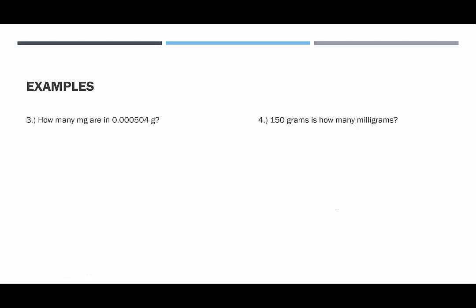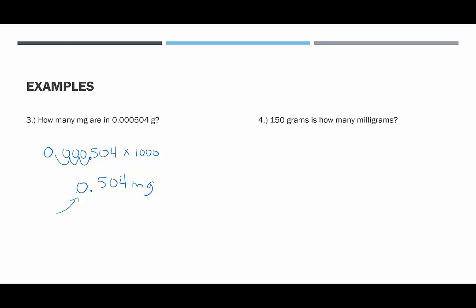How many milligrams are in... Whoa, that's a really tiny number. Let's see what we have here. We have 0.000504, and we want to convert from grams into milligrams. We're going to multiply by 1,000. That means we're going to move the decimal point 3 places to the right. 1, 2, 3. With this number, since we don't have a whole part of the number, the whole part is 0, we do want to include the leading 0. So we're going to say 0.504 milligrams.